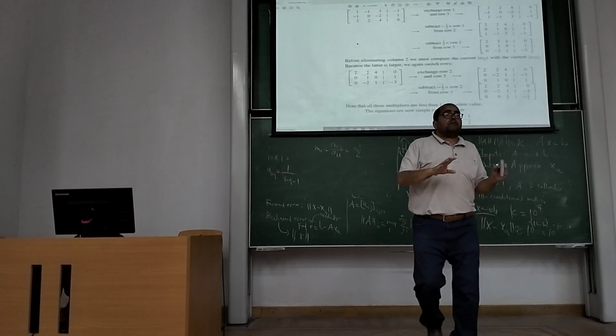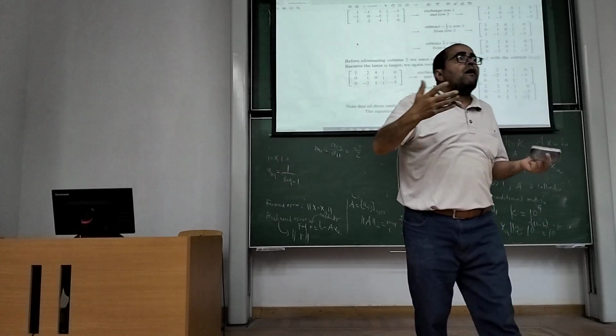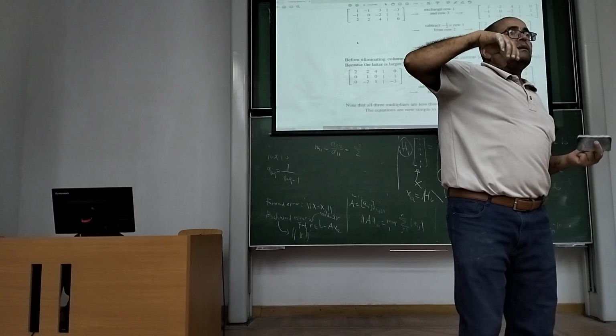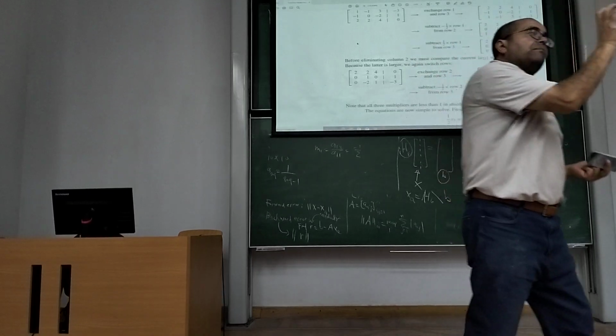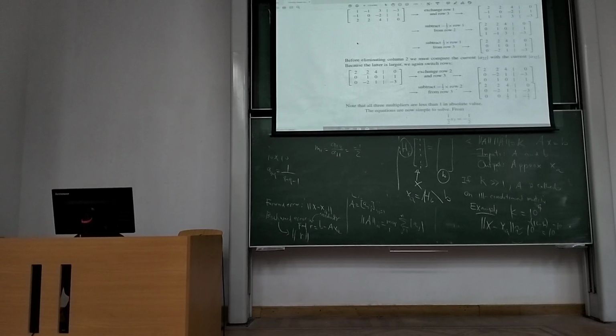And this strategy, by the way, is not going to expose your solution to the swamping phenomenon, like the example we had a minute ago. The numbers that you're going to multiply with are going to be reasonably small, and it is not going to give you a nonsense answer again. So this is called partial pivoting.